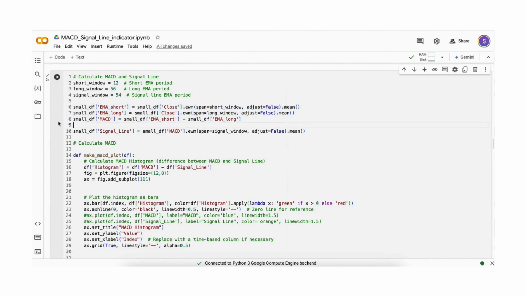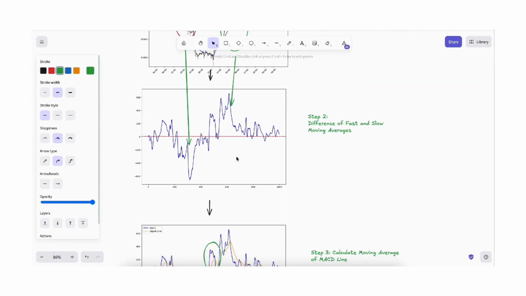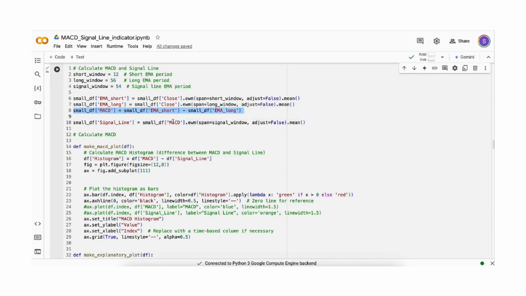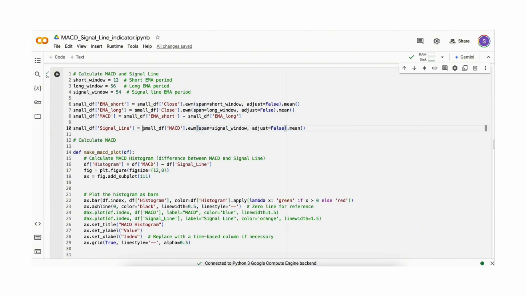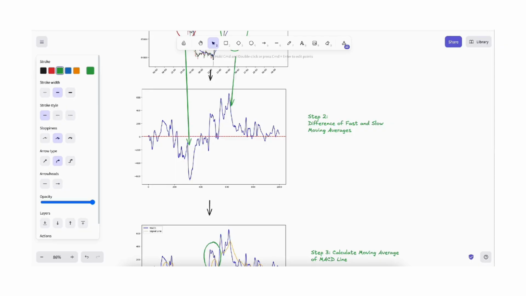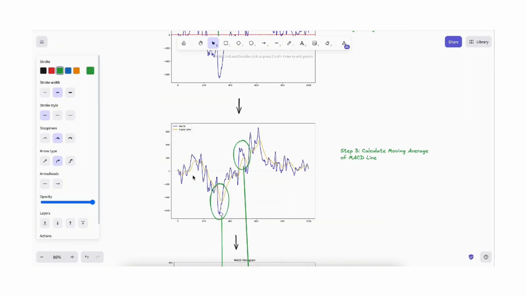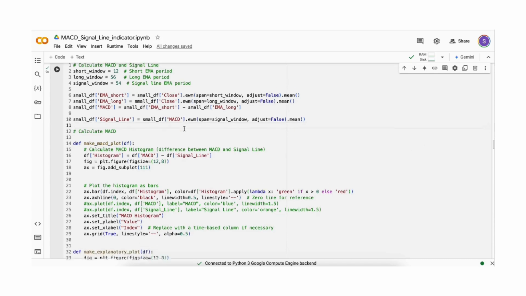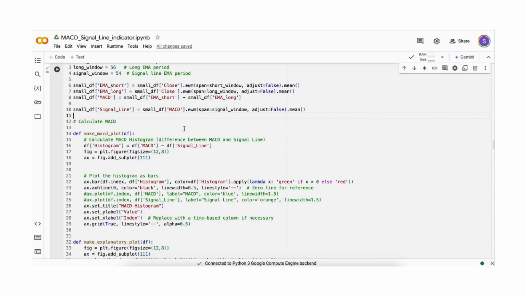So once we have done that, we calculate the MACD, which is simply the difference of the short and the long moving averages. And this is step 2 of our figure here, where we calculate the difference of the short and the long moving averages. And then the third step, where we calculate the signal line, is simply, again, we take an exponential moving average, which is the same formula as before. This time we take the exponential moving average of the MACD. So this is step 3 here, where we calculate this orange line by taking the exponential moving average of the MACD line. So those are the main steps.